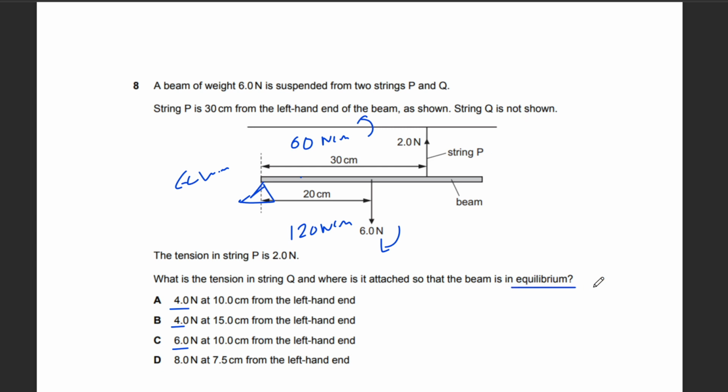So since this is an equilibrium, we can consider two situations, right? Moment and also force. Which means that the net force will also have to be 0. And we need an upward force of 4 newtons in this case. 2 plus something has to be equal to 6. So we will choose the one with the 4 newtons, B.